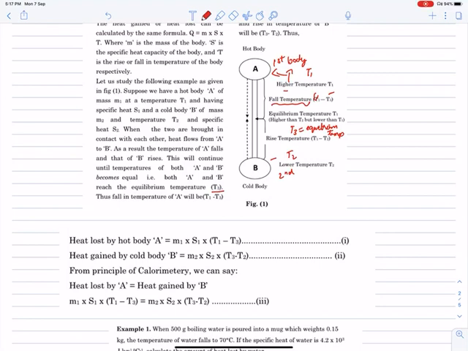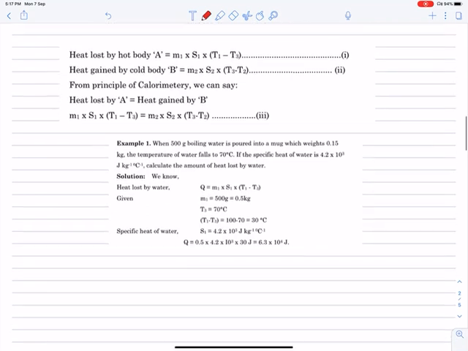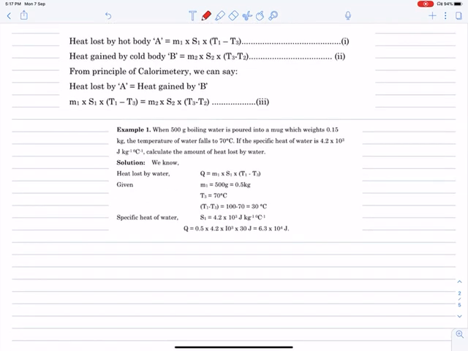So first I will solve example number 1 and example number 2 for you, and then we will go to the unsolved ones. Example number 1 says, when 500-gram boiling water is poured into a mug which weighs 0.15 kg, the temperature of the water falls to 70 degrees Celsius. If the specific heat of the water is 4.2 into 10 raised to power 3 joule per kg per Kelvin, calculate the amount of heat lost by the water. So now it is asking for the heat lost.